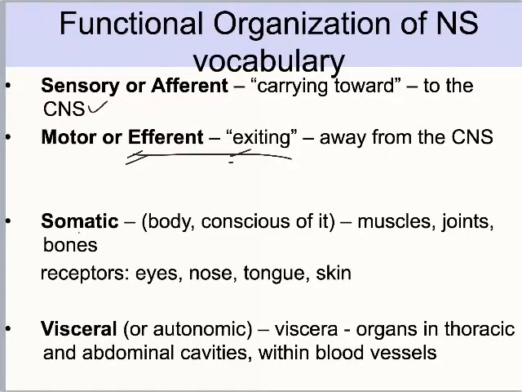Okay, somatic is we're aware of it, so it's coming from your body. Somatic is the motor division, so it's how we actually perceive things. So we're conscious of it. And visceral things are things that are autonomic, so they're coming from deep in the viscera, so deep in the body. So those are coming from within the thoracic or the abdominal cavity and within the blood vessels.